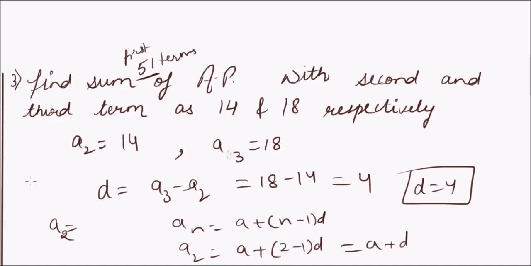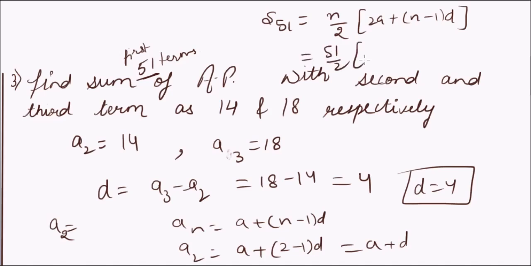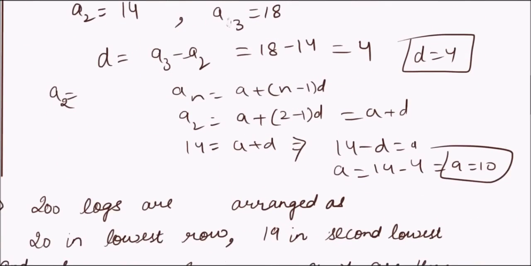So now we can find out the sum S51 as n by 2 into (2a plus (n minus 1) into d), because nothing has been mentioned about the last term, though we can find out the last term by using the formula a plus (n minus 1) into d, which is an. But for simplifying the calculations, we'll be using this formula. Now n is 51, a we have derived as 10, and d is 4.